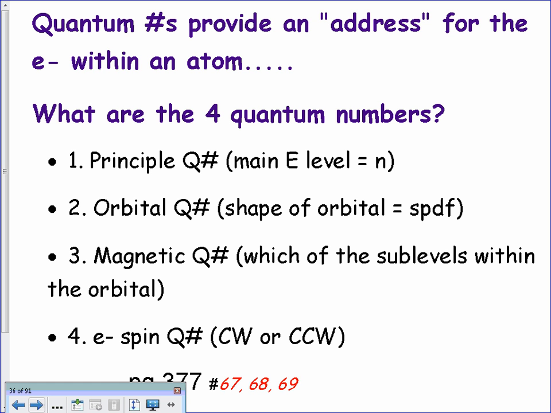King Henry died by drinking chocolate milk: micro, nano, pico, mega. Mega's 10 to the 6 from base. Know that. Okay, quantum numbers.